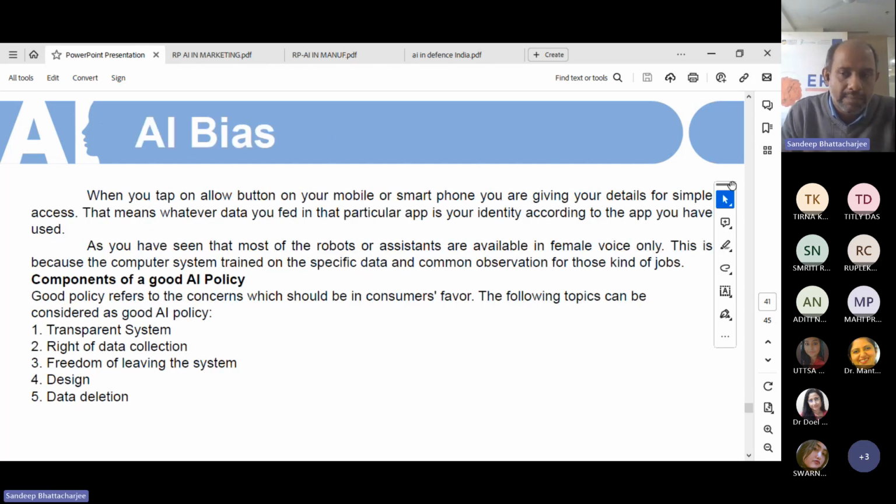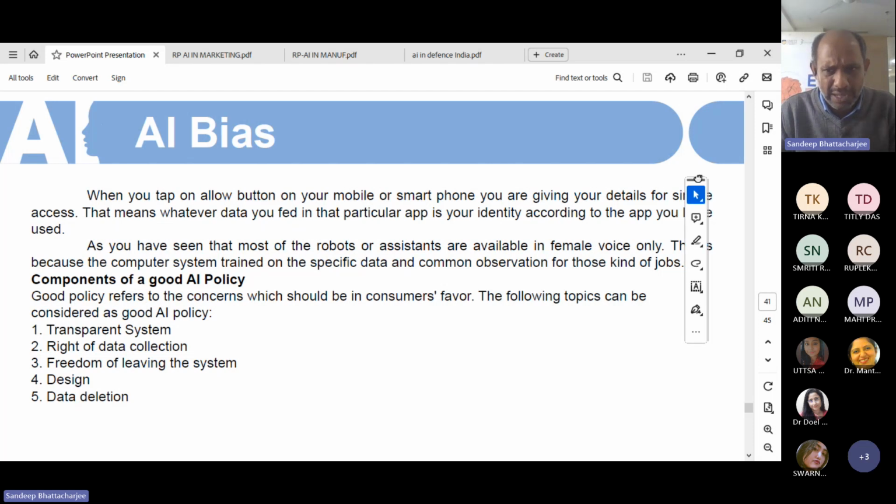So what is biasness? Biasness means when you tap or allow a button on your mobile or smartphone, you are giving some of your own details, right? Whenever you install some app, just think like this. You are giving some details. So it collects data from your smartphones and sends it back to the service. Again, as you have seen, most of the robots or assistants are available in female voice only. So practically many people are asking why this kind of bias is there.